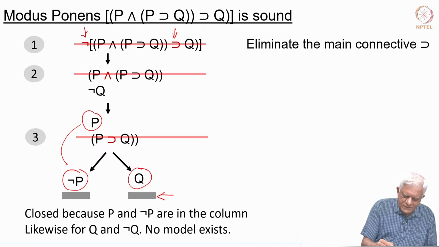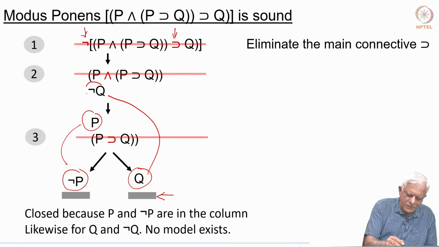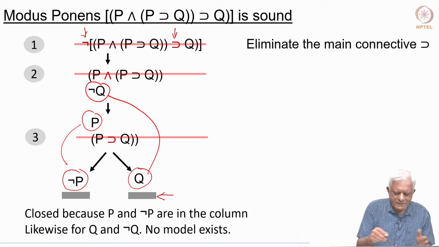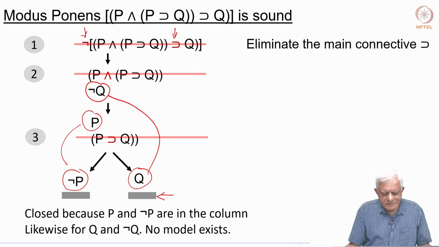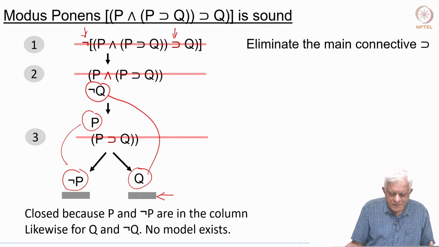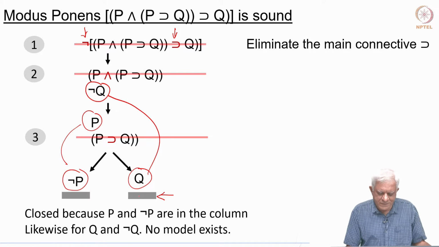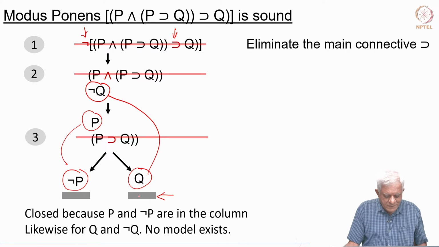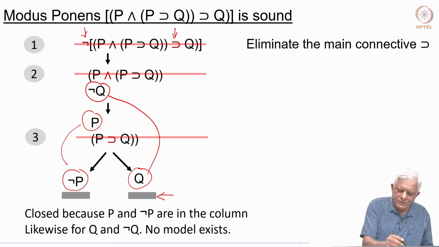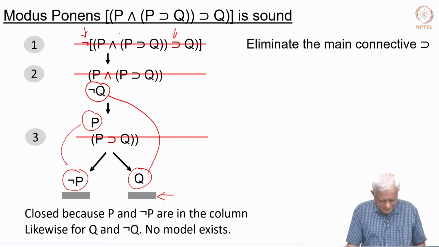This is also closed because Q is here and not Q is here. So, in that column, the right hand side column is also not a model, the left hand side is also not a model, and there is nothing else left to eliminate. So, there is no model, which means what we wanted to show, that P and P implies Q implies Q is a tautology, and therefore, modus ponens is sound essentially.